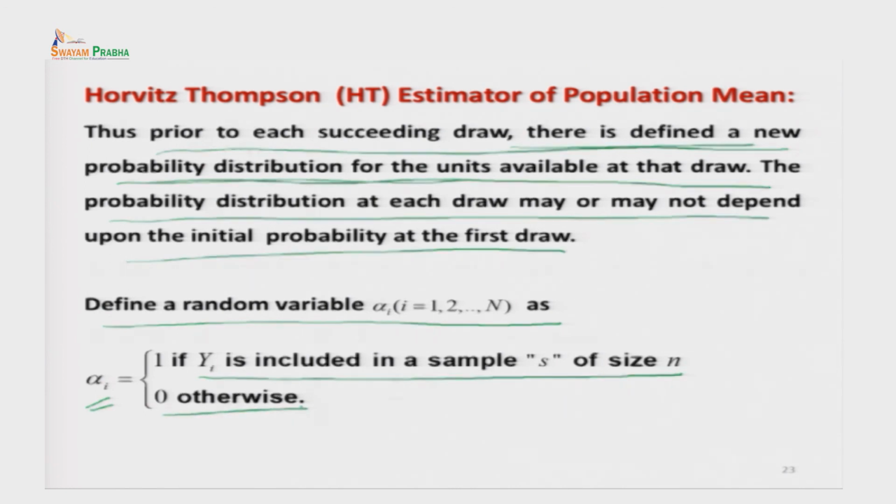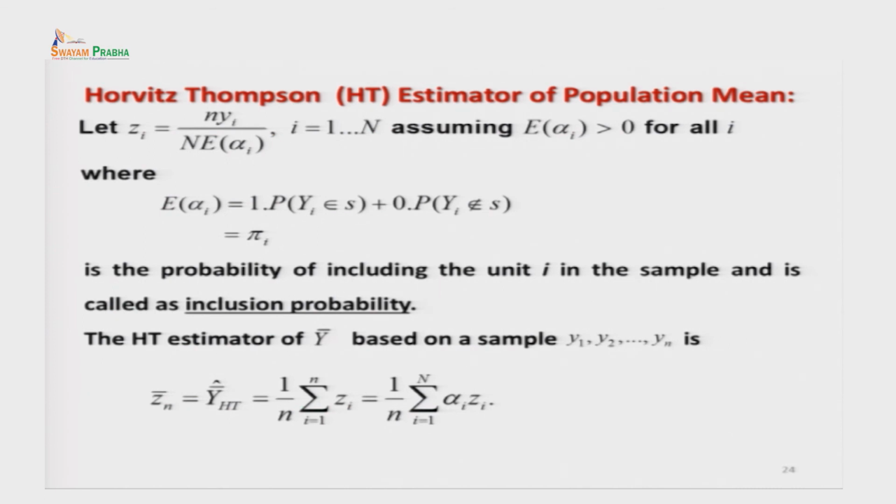Now, once you do this, I can define a new random variable. Now, you see how to define this new random variable. It is the same thing that you did when you defined the zi's, but now there is a small change. What is that small change? I will show you. First, let zi be equal to n times small yi divided by capital N times expected value of alpha I, and I am going to define this for all the units in the population, and we are assuming that expected value of alpha I is greater than 0.